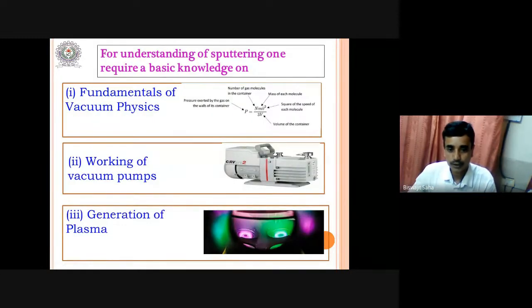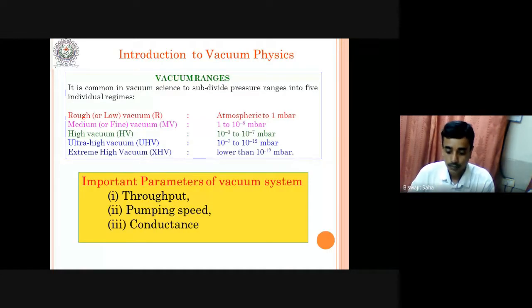In this page, you can see three different important parts of basic understanding for the sputtering technique. You can see there is fundamental vacuum physics, then the working of vacuum pumps, and generation of plasma is the third part which we shall look at. Okay, so moving to the introduction to vacuum physics.